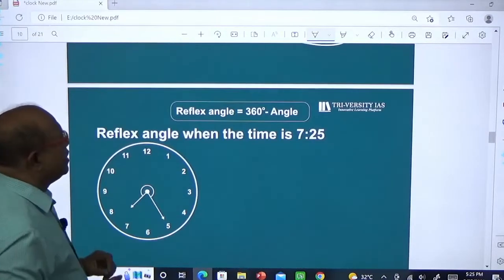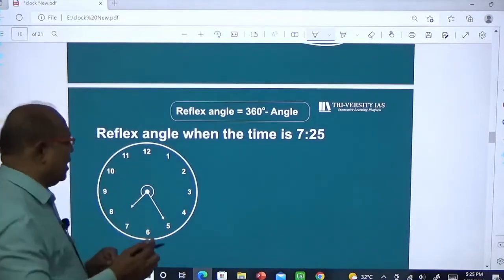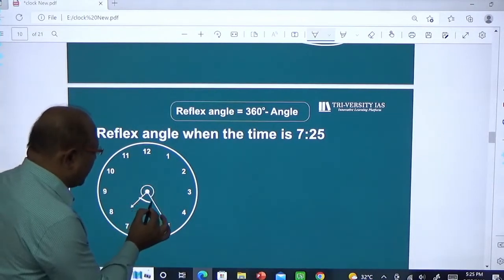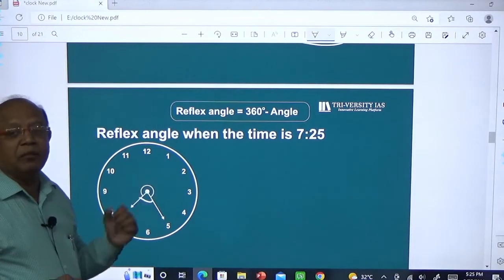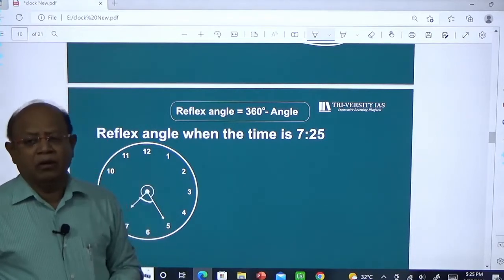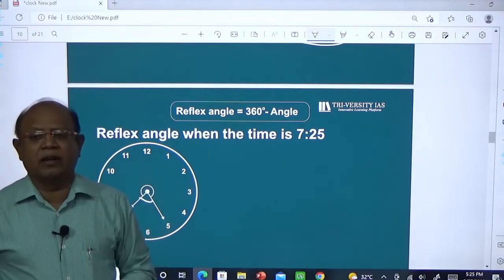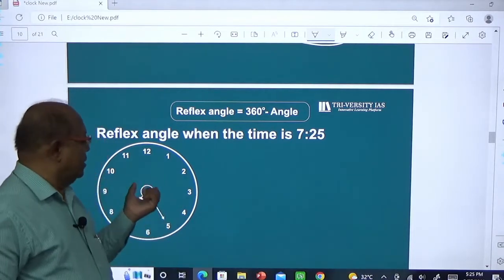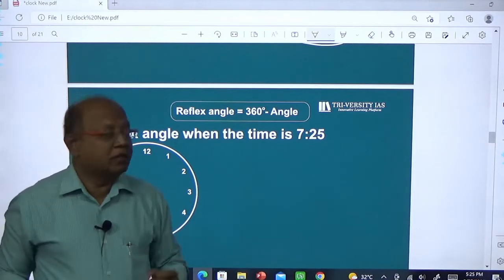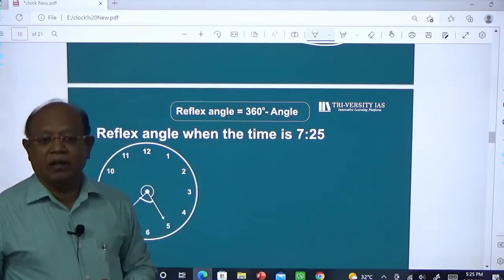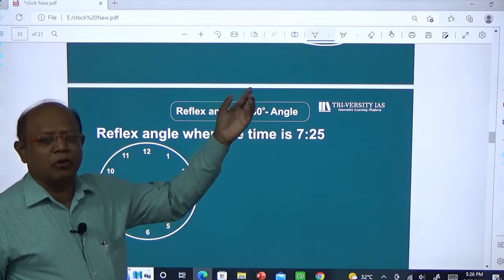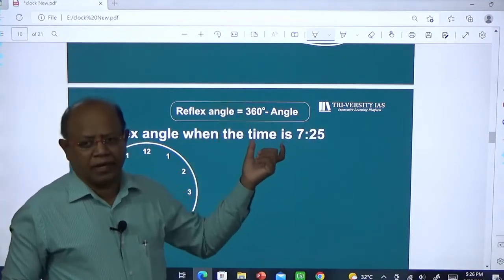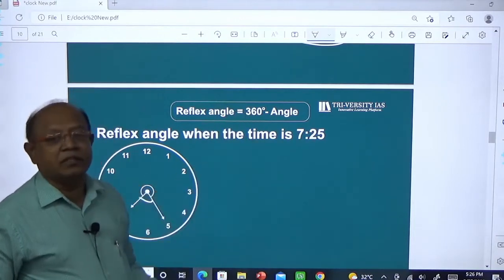Now, reflex angle. Reflex angle means this part. Earlier we have seen this is the angle. Reflex angle means the remaining part. Now, the angle and the reflex angle together comprise 360 degrees. So to find the reflex angle, we have to find 360 minus the angle. As we have calculated, whether it is overtaken or not overtaken, find out the angle using those rules. Simply subtract from 360.